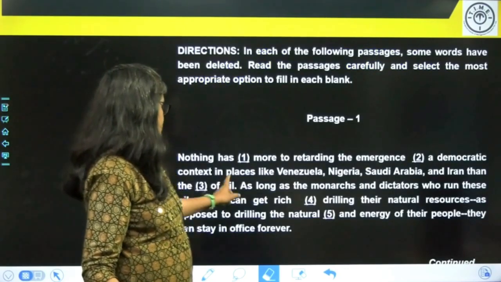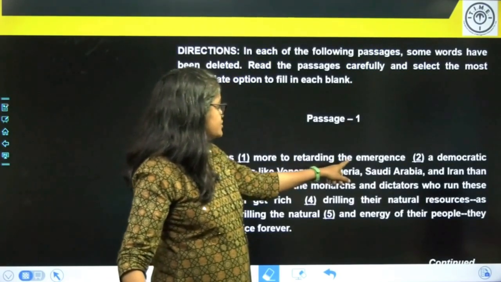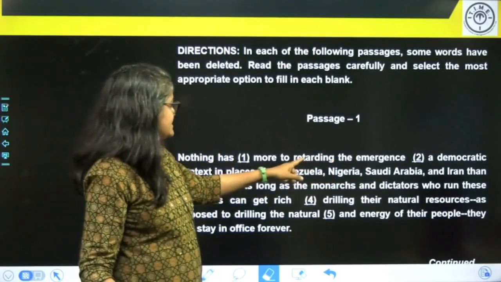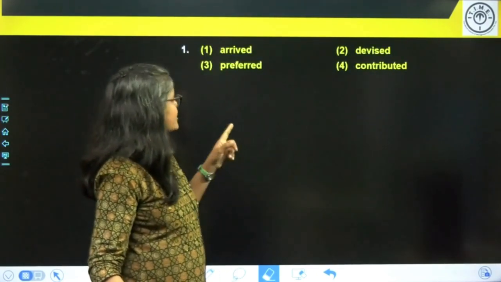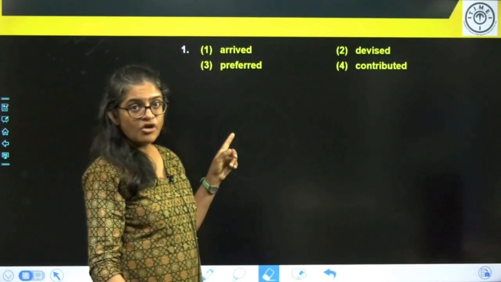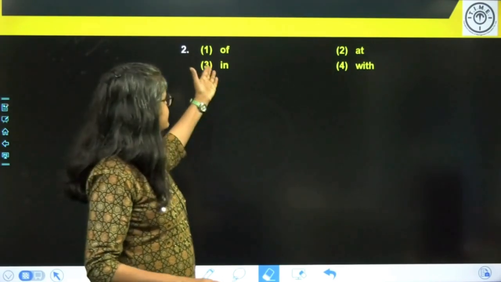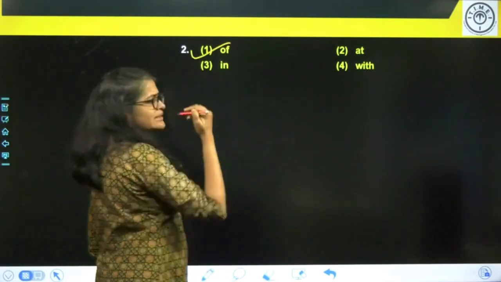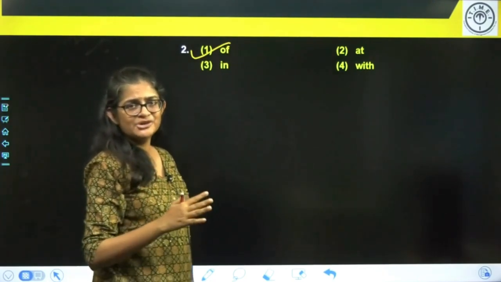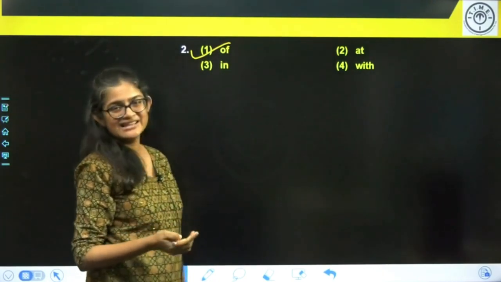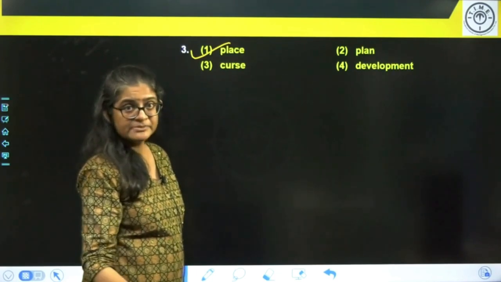Preposition. Contributed more to retarding the emergence dash a democratic context. Emergence of. Where is "of"? Here you go. No other preposition can be used with emergence. There is no need to discuss anything else.